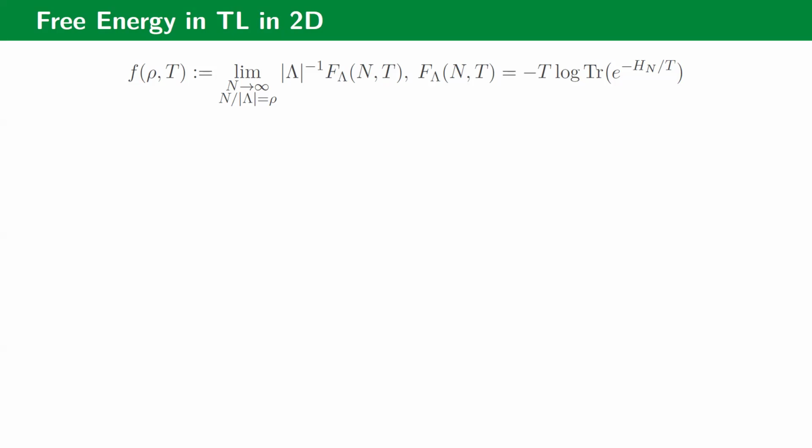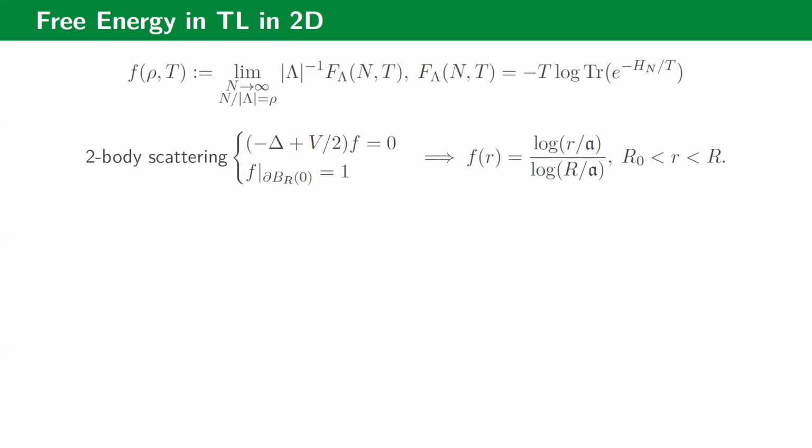One way to understand the eigenvalues is to look at the free energy. So the free energy in the thermodynamic limit, normalized per unit volume. What is this F? It's just the log of the partition function. And the partition function has, in an average sense, a lot of information on the eigenvalues. And we want to show a formula for this F in the dilute limit, so when the density is small.